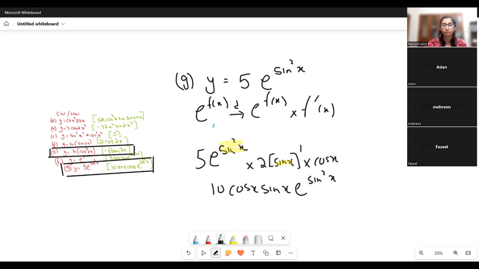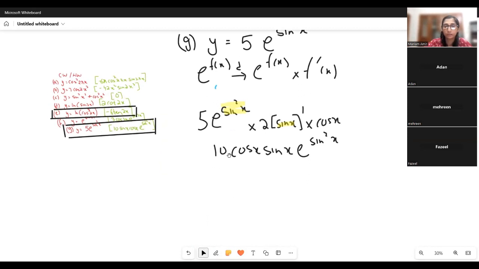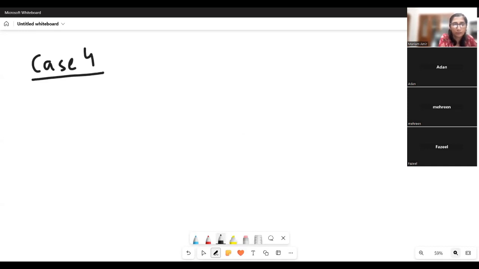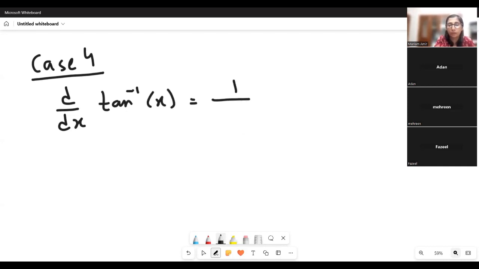Moving on, we're going to discuss the derivative of tan inverse x today. So let's call it case, which case were we on? Case 3, so let's call it case 4, which is the derivative of tan inverse x. Now the derivative of tan inverse x is 1 upon 1 plus x squared.